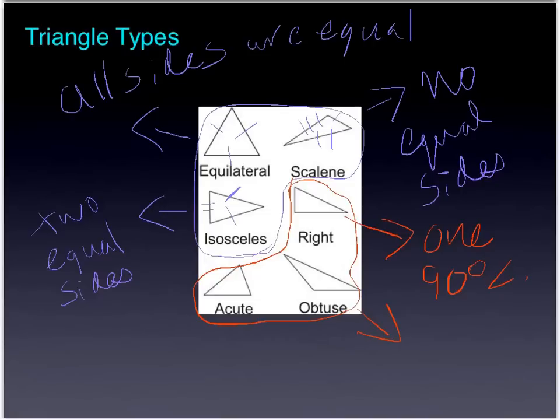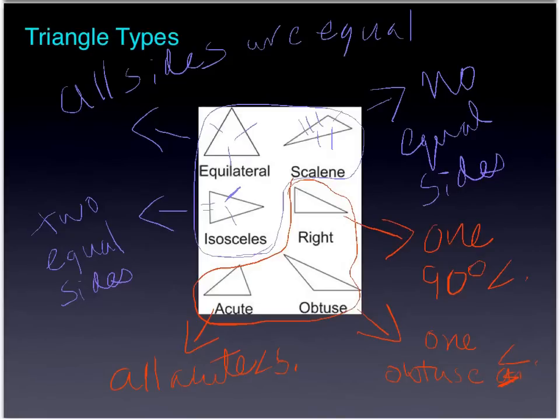An obtuse triangle has one obtuse angle. I was going to do the symbol angle. One obtuse angle. And an acute triangle has all acute angles. No, I didn't mean to do an apostrophe. So an acute triangle has all acute angles. An obtuse triangle has one obtuse angle. And a right triangle has one right angle.